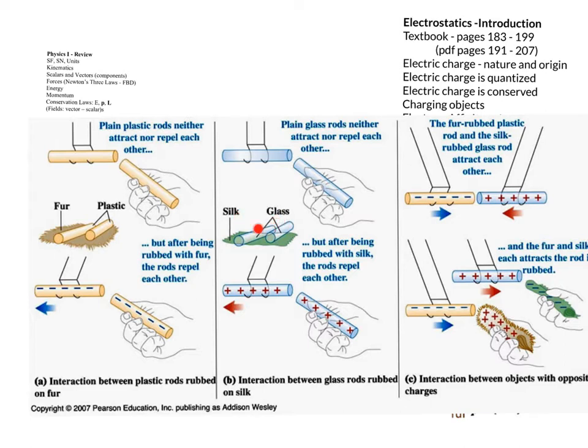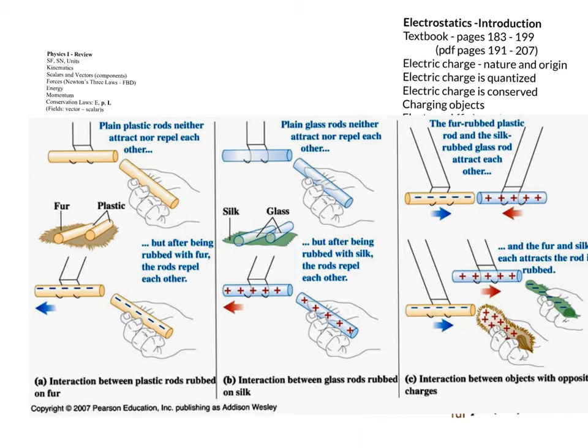If you take glass and rub it on silk, which is another thing we would do, notice, of course, if the glass rods are uncharged, they have no influence. Once we rub them on the silk, both rods become positive, and they do the same thing. So like charges repel. If you take the negative plastic rod and the positive glass rod and you hang them next to each other, they will attract. So opposites attract, likes repel.